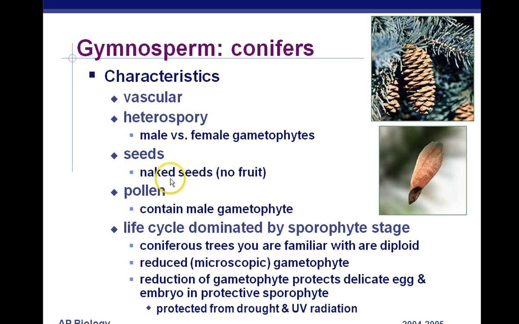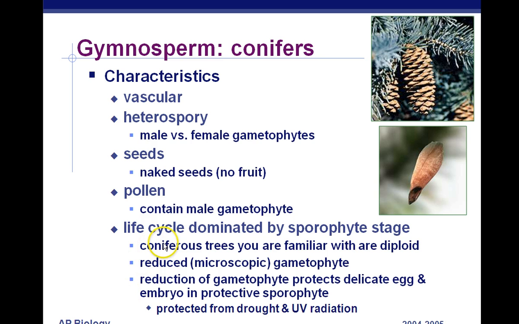All right, the seeds are naked seeds. That means there's no fruit on the outside of it. We'll talk more about that later. However, keep in mind that there's a seed. Each one of these little parts of the cone is a seed, but there's nothing surrounding it. In the angiosperms, there is something surrounding it, and that is called a fruit, and that fruit is used to spread those seeds. Pollen contains the male gametophyte within it, so the pollen grain has the male gametophyte to make the male gametes once they land on another cone.